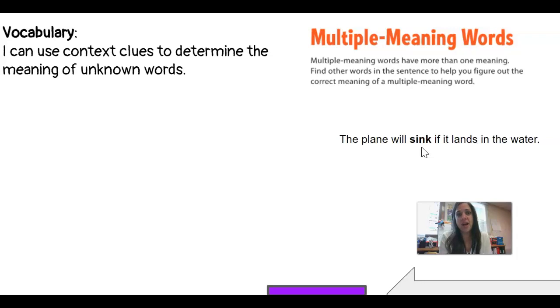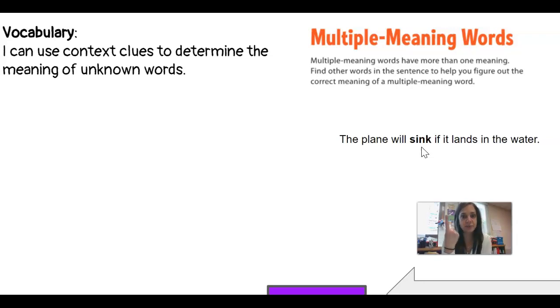So as a reader, it helps me to better understand the text if I understand how the author is using that word. So sink could either mean to go below the surface of water, or it could be something that you wash dishes in. So we're going to follow a 3-step strategy today.